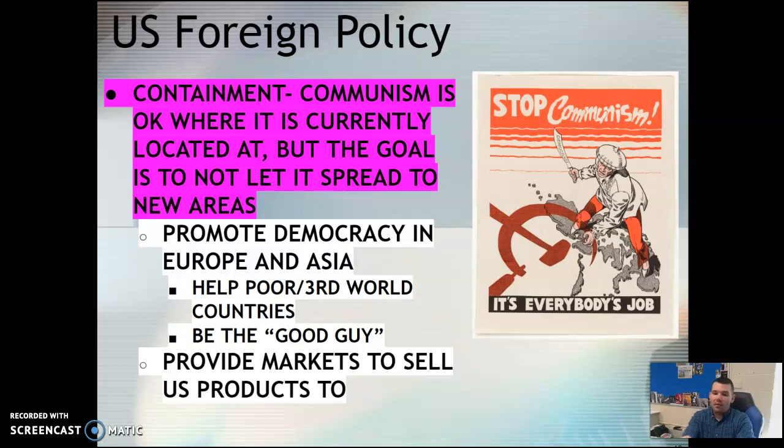So the whole idea of containment. We don't want these countries turning communist because they will not buy U.S. products. That's one of the reasons why communism is feared. They won't trade with us. So again, containment. Communism is okay where it's at, but don't let it spread.